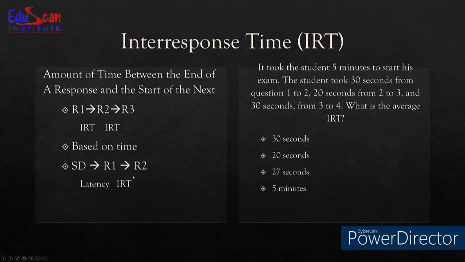So the total is 30 plus 20 plus 30, which is 80. 80 divided by what? 3 trials. So 80 divided by 3 is 27 seconds. So what is the average IRT? The average IRT is 27 seconds. It's very important to understand that IRT is an important tool of measurement to understand whether the child is progressing, learning, improving or not.